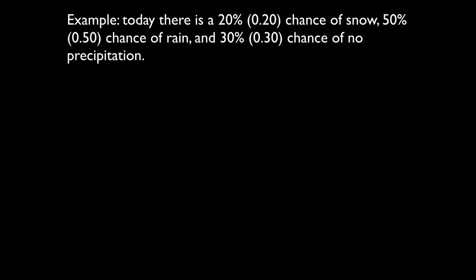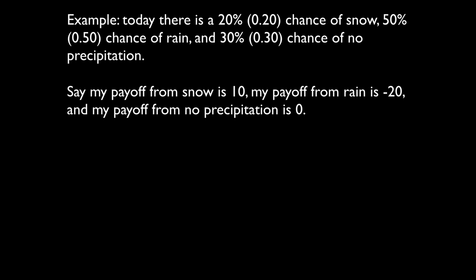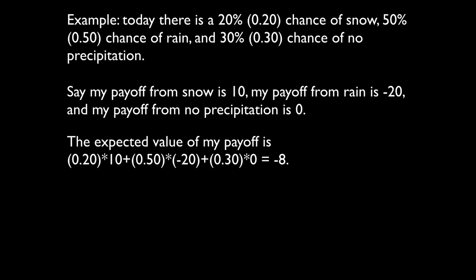All right, so let's do another one. How about today there's a 20% chance of snow, 50% chance of rain, and 30% chance of no precipitation. And say that my payout from snow is 10, my payout from rain is -20, and my payout from no precipitation is 0. So what is my overall expected value going to be? Well, with 20% probability of snow, my payout from snow is 10, so it's 20% times 10. With 50% chance of rain, my payout from rain is -20, so it's 50% times -20. There's a 30% chance of no precipitation, my payout is 0. Make sense? You simply take the probability of all things, multiply it by the payout you get from that thing, and sum it all up. So that's expected value.